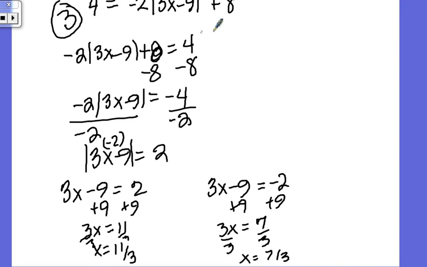Remember, isolate the absolute value first. Make sure that this right side is equal to a positive or 0, and then if it's equal to a positive, solve it 2 times. So once for positive, once for negative. Next.